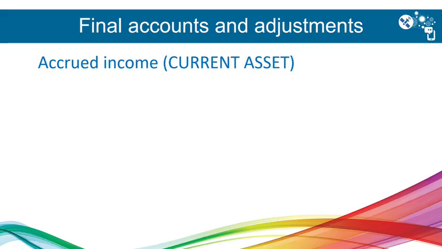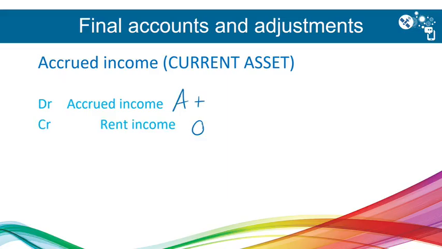Accrued income, somebody owes me money. Therefore, that's an asset. And we will credit the rent income. Asset increases, owner's equity increases. This is the one on the profit and loss, and this one on the post-closing trial balance. All the assets, all the liabilities will be shown on the post-closing trial balance. Income and expense accounts will be shown in the profit and loss account.